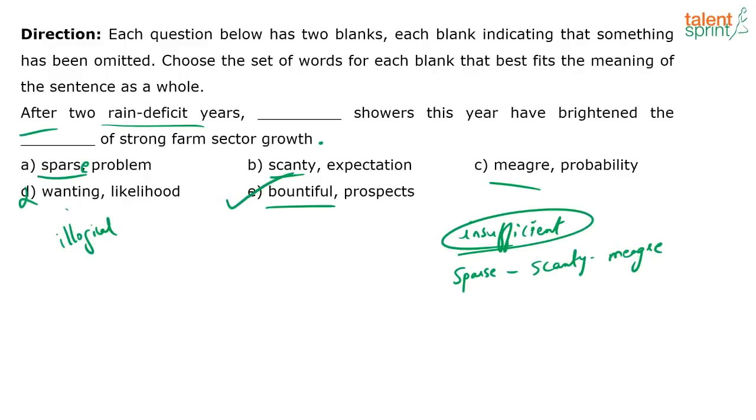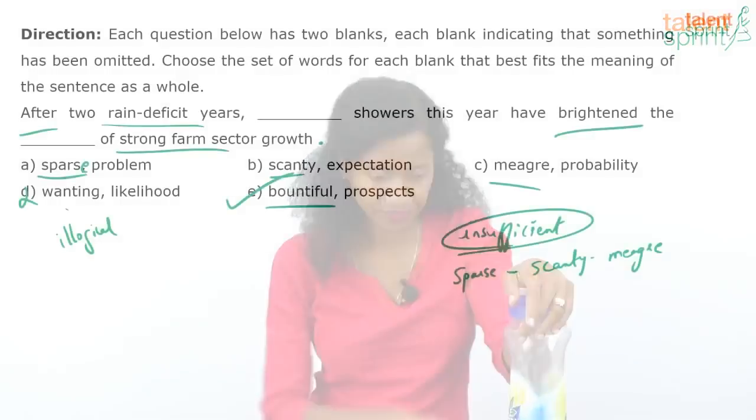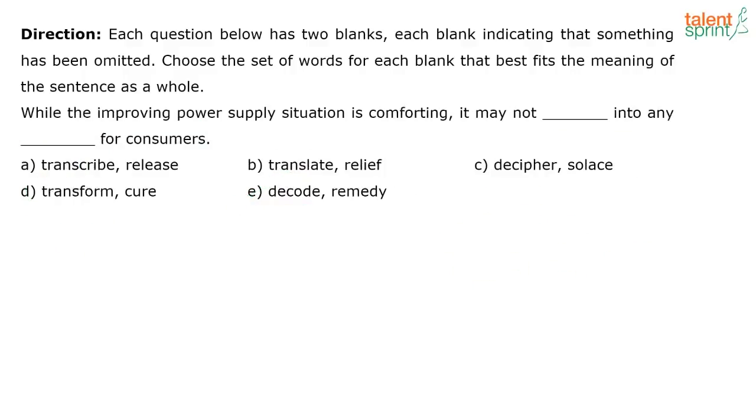E. After 2 rain deficit years, after 2 years of having no rains, bountiful showers this year have, what are my positive words? Brightened, strong farm sector growth. So, bountiful showers this year have brightened the prospects of strong farm sector growth. That's it. My answer is option E and not C. Are you with me? Easy one, right? Not very difficult at all. But my only problem is I think some of you did not know the meaning of sparse, scanty and meagre, which are not difficult words again. Following? Okay. Let's look at the next one.